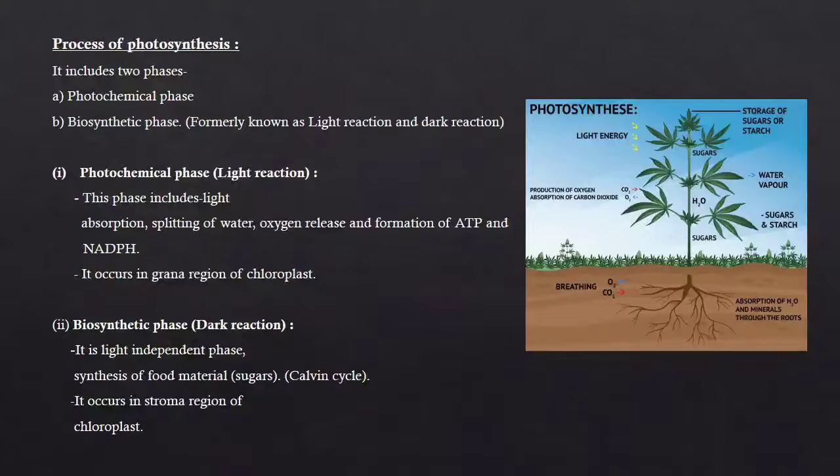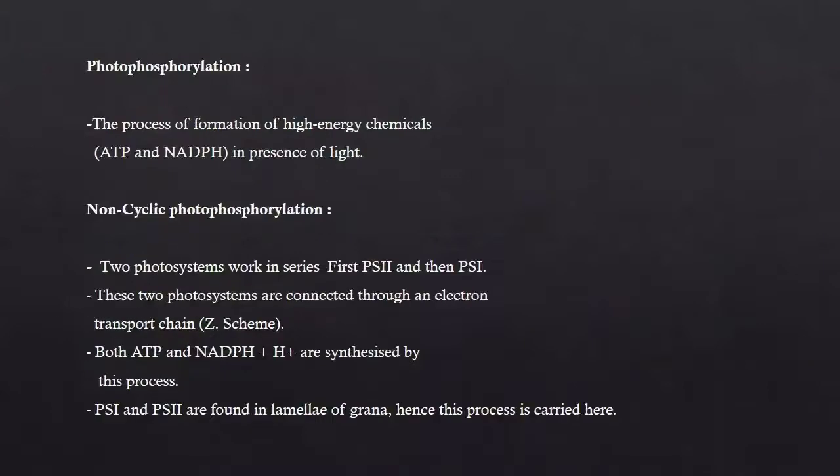Now what is the Calvin cycle here? It is a cycle of chemical reactions performed by plants to fix carbon from CO2 into 3 carbon sugars. Now where does this dark reaction occur? It occurs in the stroma region of the chloroplast. So we learned about the light reaction and the dark reaction process of photosynthesis.